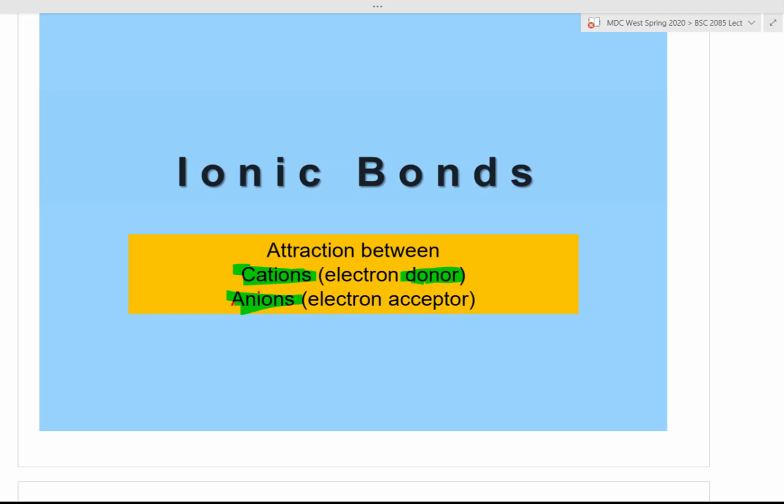The next one is anions. I mean, she liked cats. Anions are actually what? Electron acceptors. So if you accept an electron, what does that mean? You're going to become more overall what? Negative. So this is more negative and this is more positive.